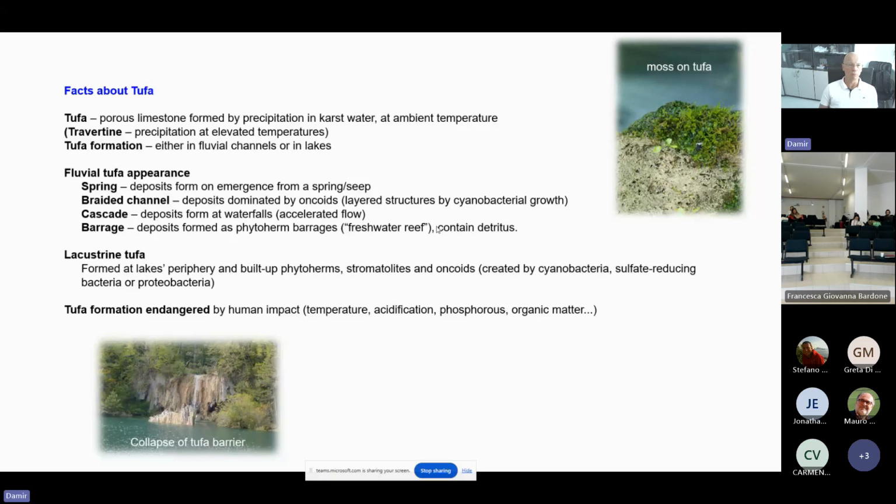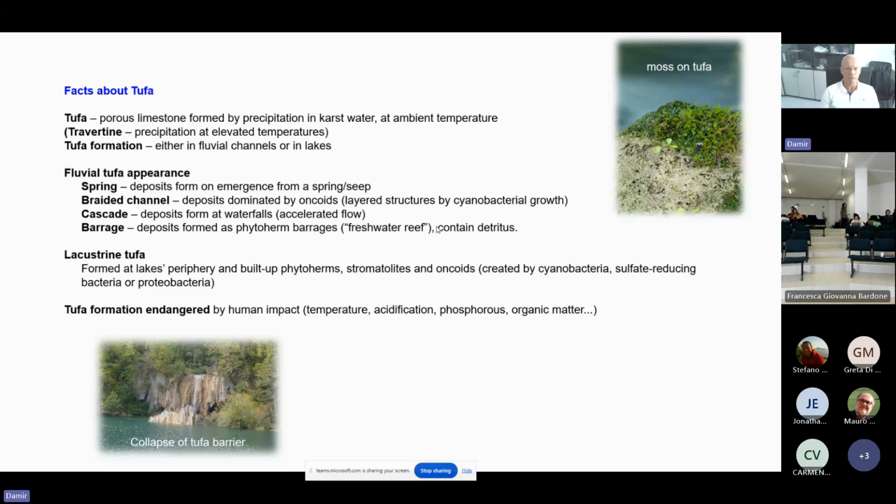Short introduction. Tufa is a porous limestone which is formed by precipitation in karst water at ambient temperature, in contrast to travertine, which precipitates at elevated temperature. Tufa formation can be observed either in fluvial channels or in lakes. Fluvial tufa precipitation appears in springs, braided channels, cascades, but also on barrages. The model we are going to present later on correlates to formation on cascades.